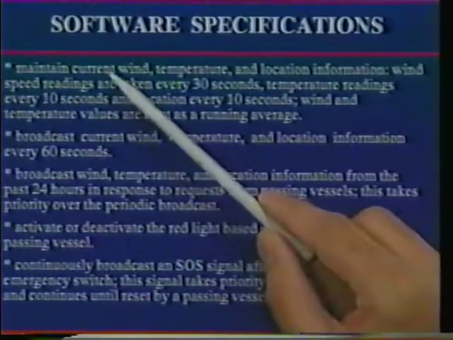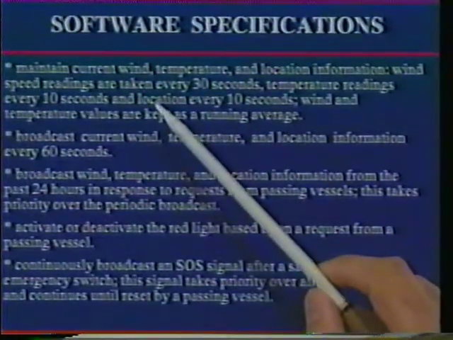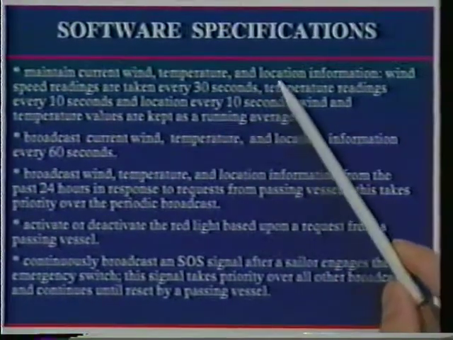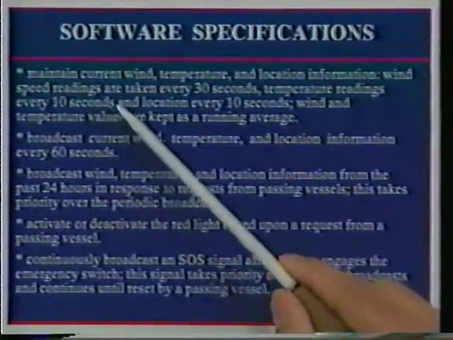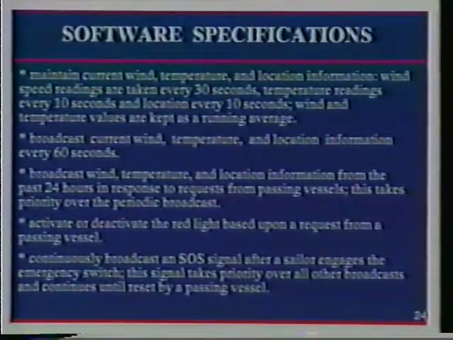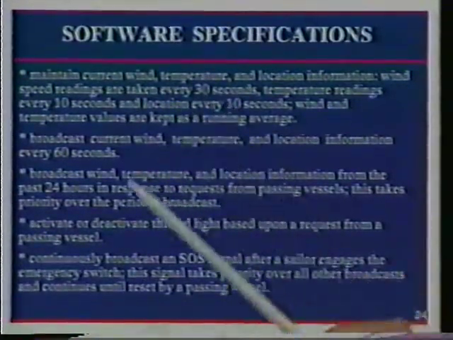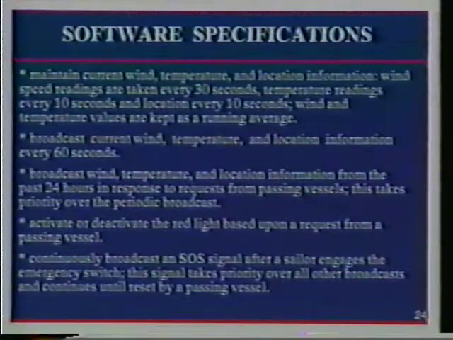We have to maintain the current wind speed, current air temperature, current water temperature, and location information. The wind speed readings are taken every 30 seconds. The temperature readings, that is the temperature of the air and the temperature of the water, are taken every 10 seconds. Keep that in mind: the wind speed readings are taken every 30 seconds, and the temperature readings are taken every 10 seconds. Even the location information is taken every 10 seconds. So there's a clock which is sampling these things.